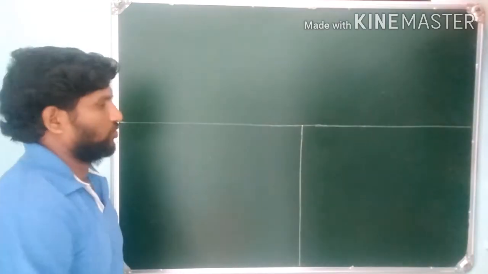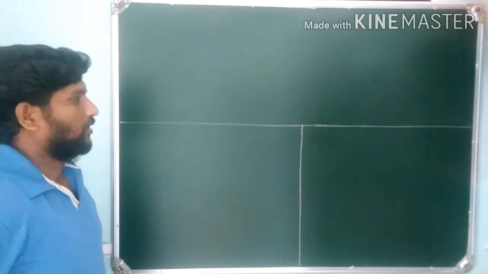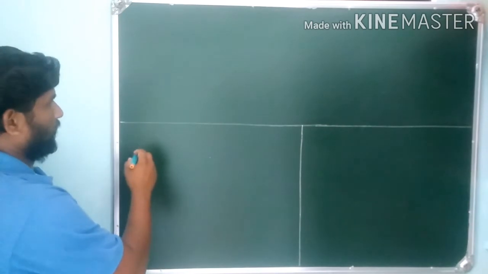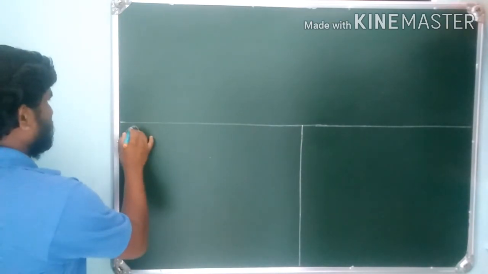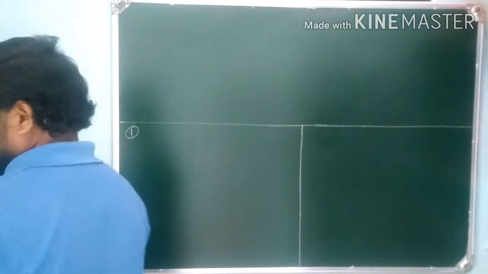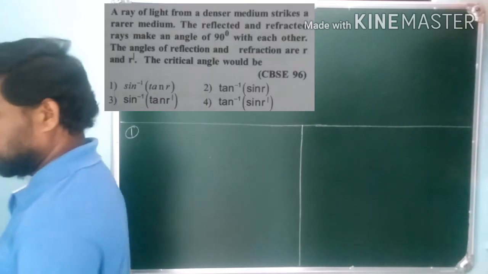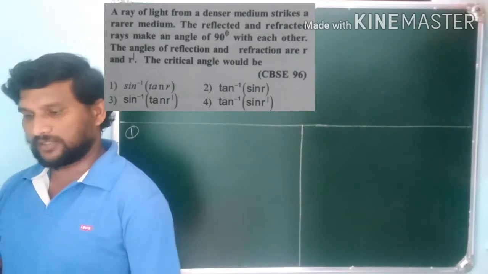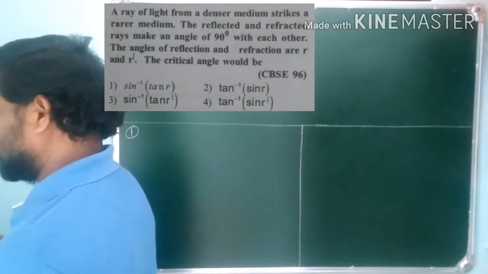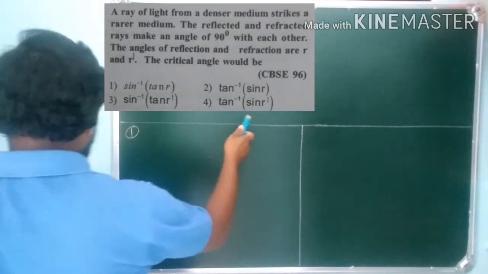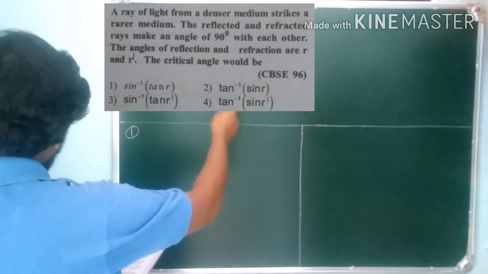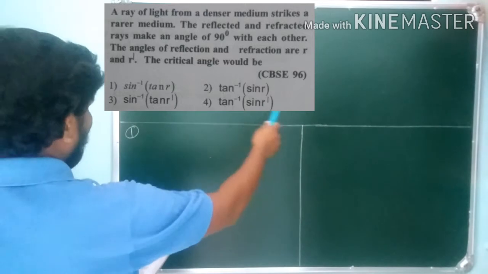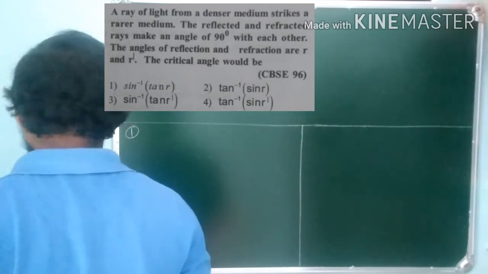Hi students, today we are going to discuss the objective part 2, okay, and the problem is like this. First one: a ray of light from a denser medium strikes a rarer medium. The reflected and the refracted ray make an angle of 90 degrees with each other. The angles of reflection and refraction are R and R dash. The critical angle would be, okay.